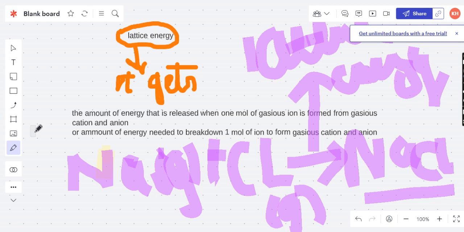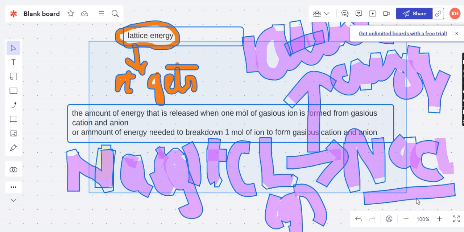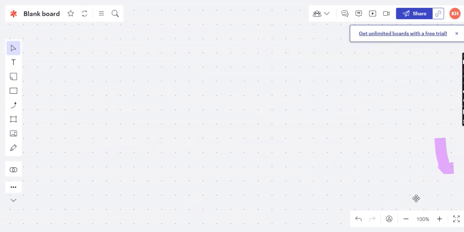This is lattice energy that is released when 1 mole of an ionic compound is formed from the cation and anion. So we do not talk about the heat of formation here. This is basically the heat of lattice, not the heat of formation.